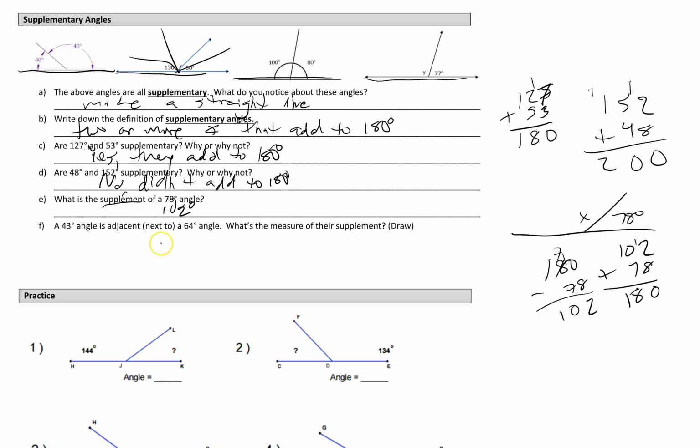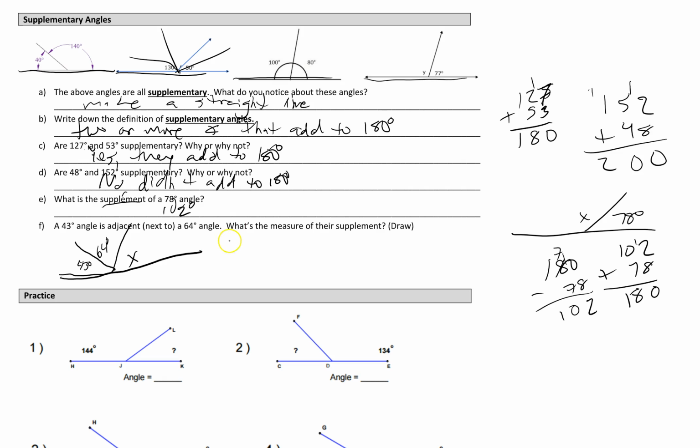All right, then we have a 43 degree angle that is adjacent, and adjacent just means next to, a 64 degree angle. What is the measure of their supplement? So I'm going to try to draw this. 43 is a little less than half of 90, so maybe this is a 43 degree angle that's next to a 64 degree angle, so maybe something like this. And we know that we're looking for their supplement, so it's on a straight line. That's not the prettiest picture, but it's a straight line, and we're missing x here.